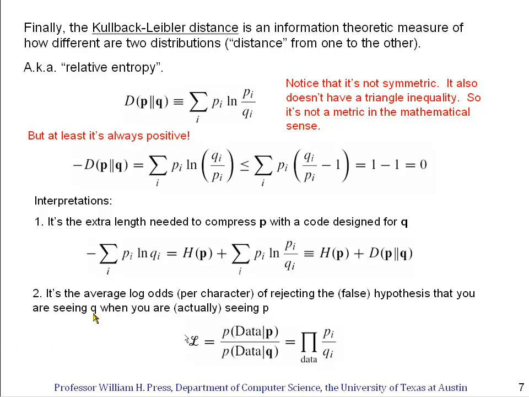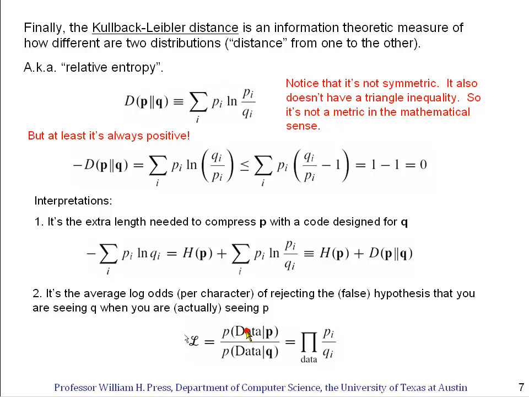Suppose your hypothesis is that you're seeing values drawn with the distribution q, but you're actually seeing values drawn with the distribution p. How many characters do you have to draw before you can decide that you're seeing q rather than p? Well, we could do this by a Bayes odds test.